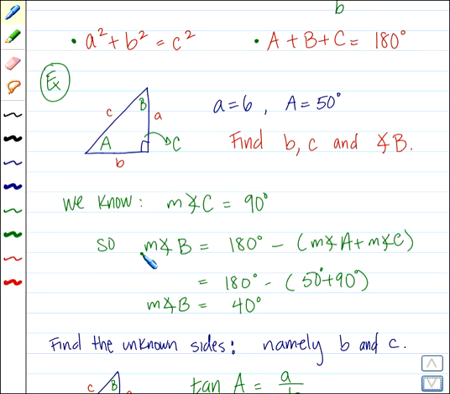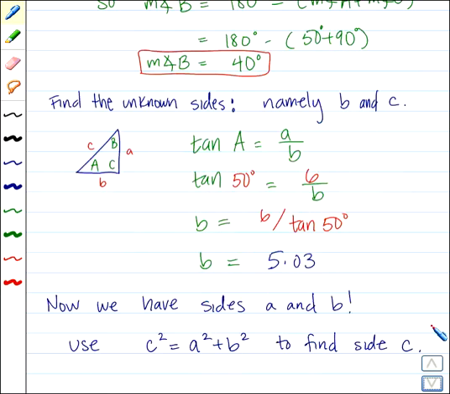To find the measure of angle B, you're going to take 180 degrees, which is the total of the measures of the angles of the triangle, and subtract from that the sum of the measure of angle A and the measure of angle C. That gives you 180 minus (50 plus 90), so the measure of angle B is equal to 40 degrees. Beautiful. Now we have to find sides B and C.